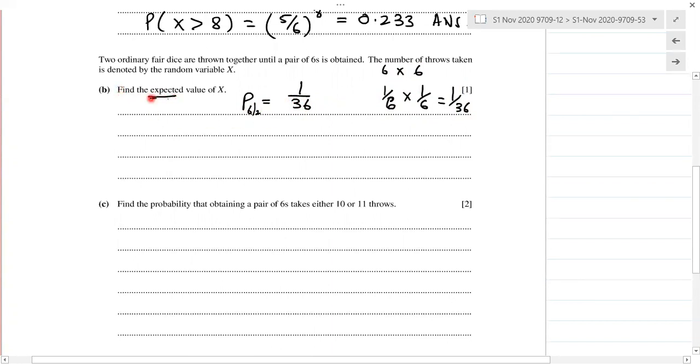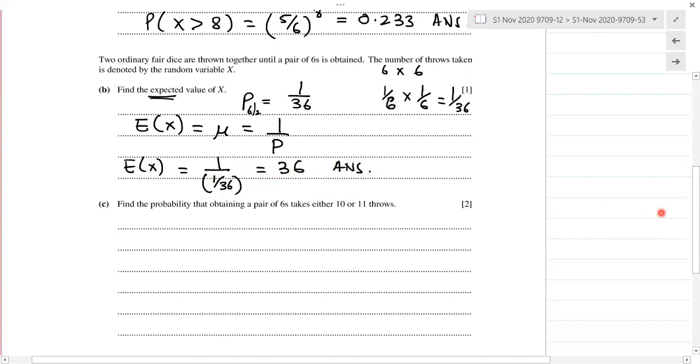We have to find the expected value. Now, we know that in geometric distribution, the expected value formula is E(x) = mu, which is the mean, and that is equal to 1/p. So E(x) in this case is 1/p, and the probability of getting two sixes is 1/36. So 1 divided by 1/36 is just going to give you 36. So that is the answer to part B.